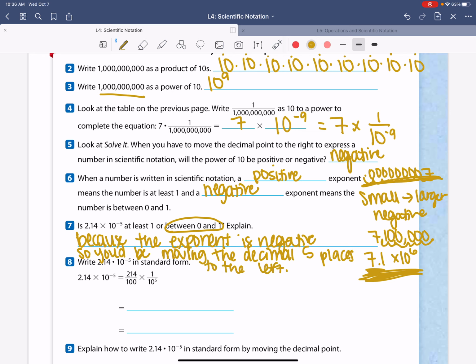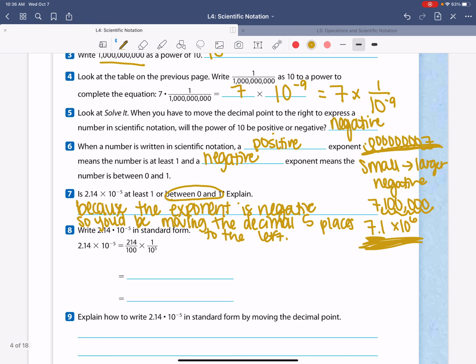And we can do that just to make sure that we understand what's happening. So that's actually what's happening in number 8. Write 2.14 times 10 to the negative 5th in standard form. So the first thing they did is they wrote both factors as fractions first.